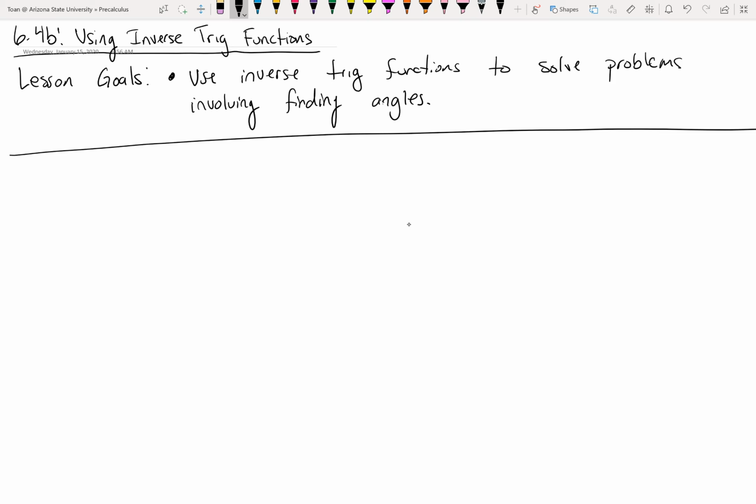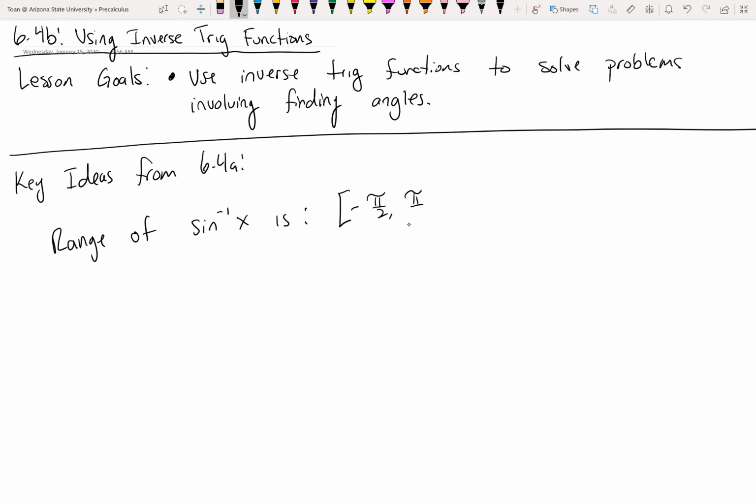Before we dive into some examples, I just want to refresh our memories on some key points that we need to remember. Key ideas from yesterday, from 6.4a. Recall that the range of the inverse sine function is from negative pi halves to positive pi halves, or if you're so inclined, in the degree system from negative 90 degrees to positive 90 degrees. I like to visualize this graphically. I remember it's from the first and the fourth quadrant.